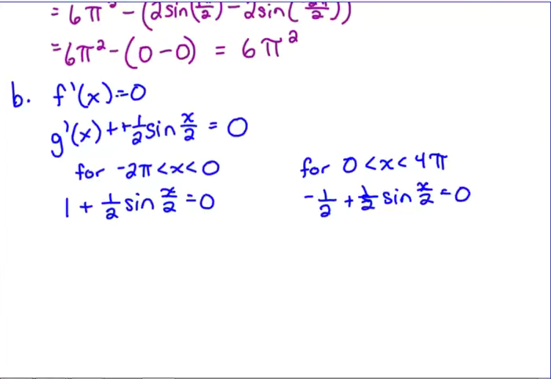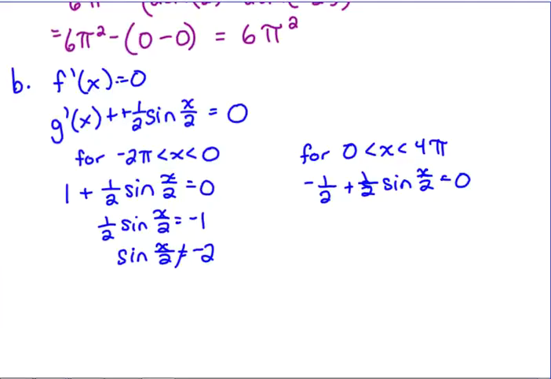So let's try to solve this here. Subtract the 1, and then we would multiply by 2. So that says the sine of x over 2 is equal to negative 2. Sine cannot equal negative 2. Sine can't be greater than positive 1 or less than negative 1. So we don't get any answer out of that.